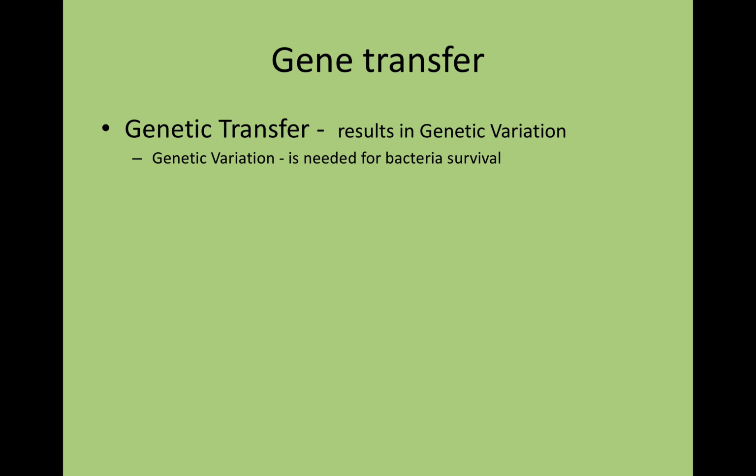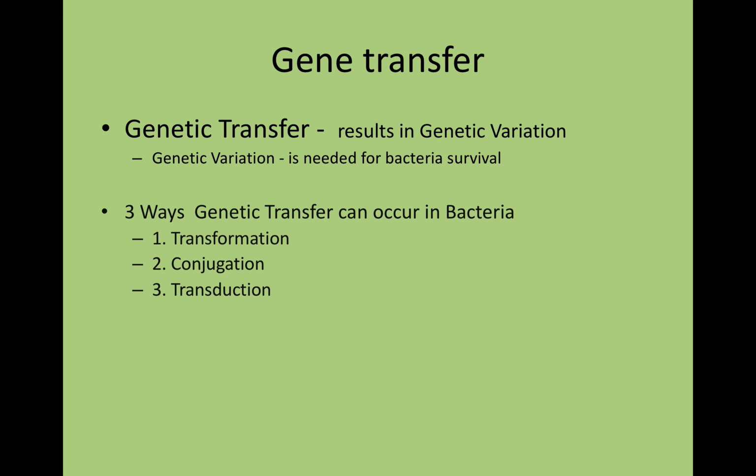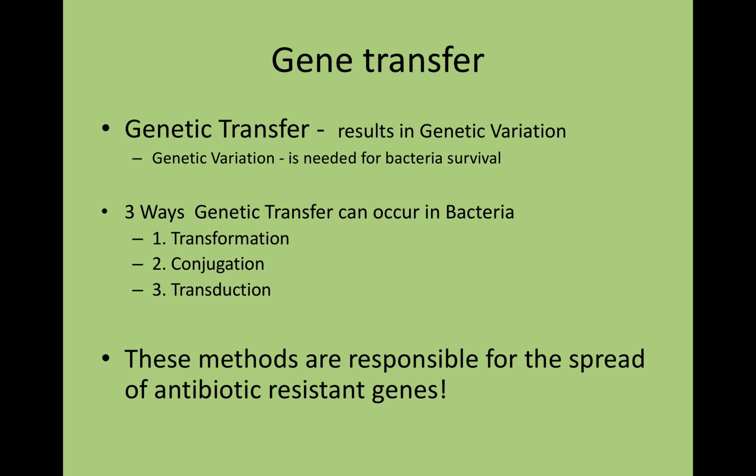So gene transfer results in genetic variation, and genetic variation is needed for bacterial survival. There are three ways in which gene transfer in bacteria occurs: transformation, conjugation, and transduction. And these methods are responsible for the spread of antibiotic-resistant genes. So we have a mutation that results in antibiotic resistance, and then we have these gene transfer mechanisms that can spread these to non-related bacteria.